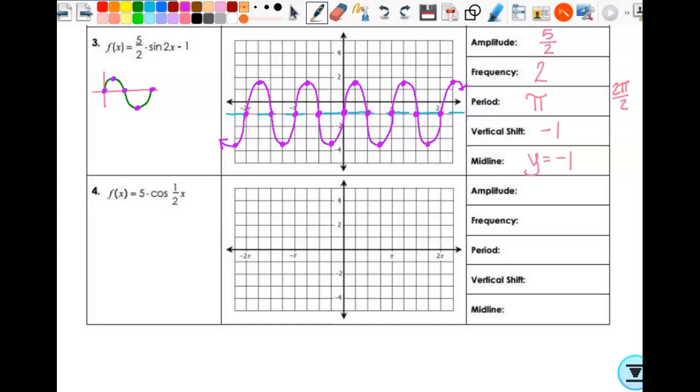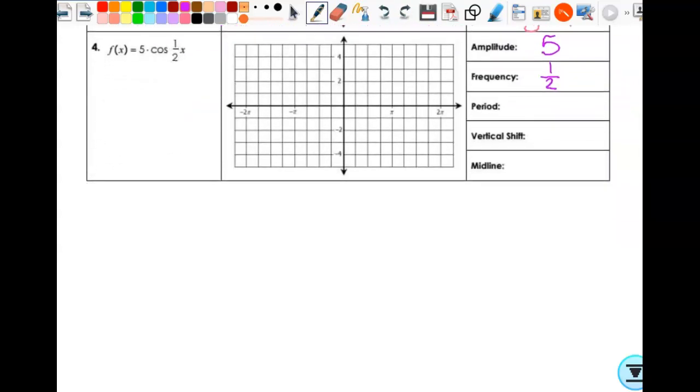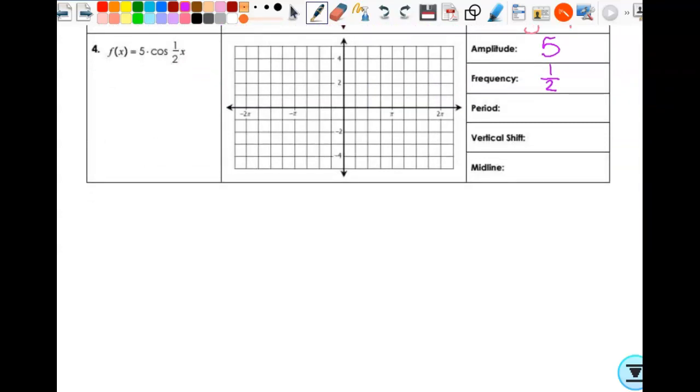What is the amplitude here? 5. What is the frequency? 1/2. Good. Which means the period is what? 4 pi. Very good. Because the period is equal to 2 pi divided by the frequency. So that becomes 2 pi times 2 over 1, and that's where you get that 4 pi from.